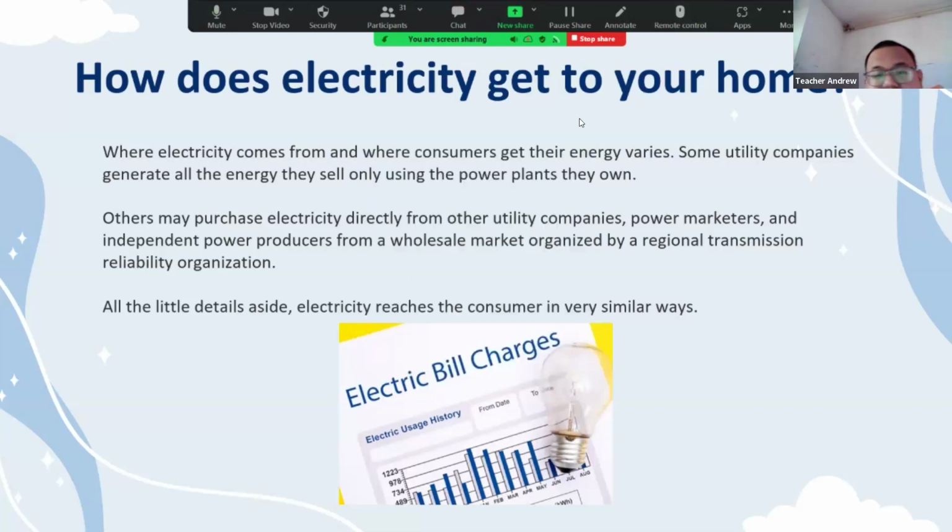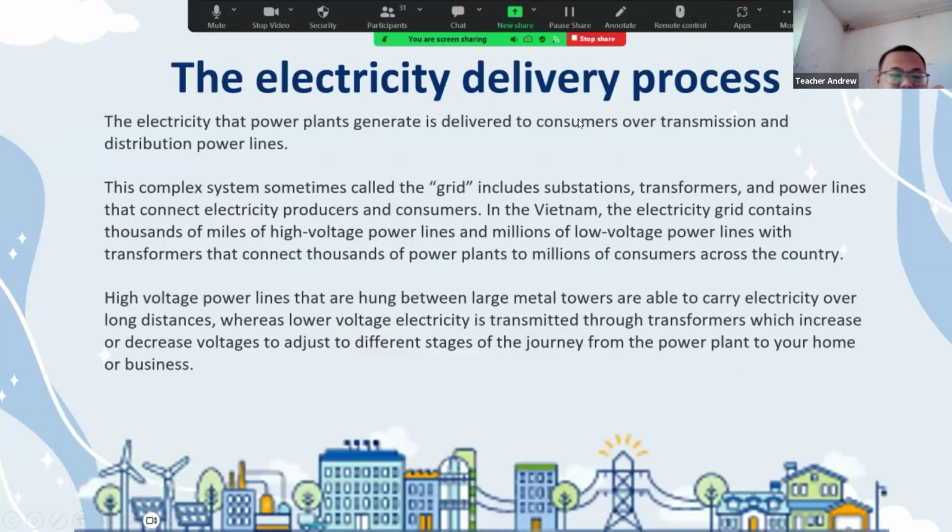Okay, so next up. How does this power company supply you power from their power plant? The electricity the power plant generates is delivered to the consumer over transmission and distribution power lines. This complex system is sometimes known as the grid, which involves the substations, transformers, and power lines that connect the producer and the consumer.